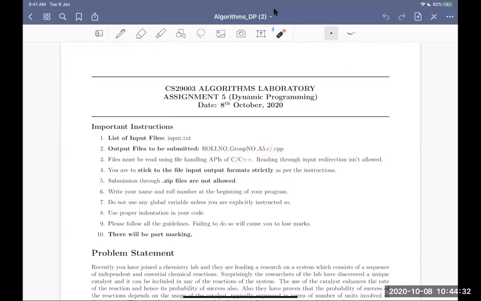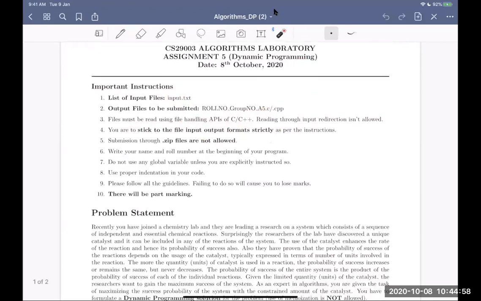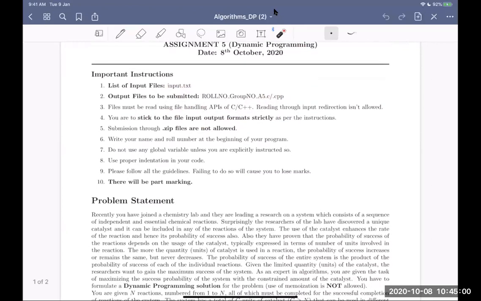And in this assignment, you have to actually use file reading writing. Okay. So this input.txt file, you will have to read using the file handling APIs in C or C++. Okay. And please stick to the file formats, and you only have to submit a single C file, no need to zip. And there are other things that you can have a look.